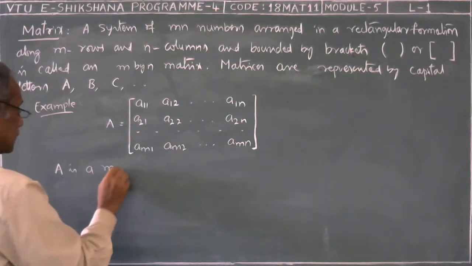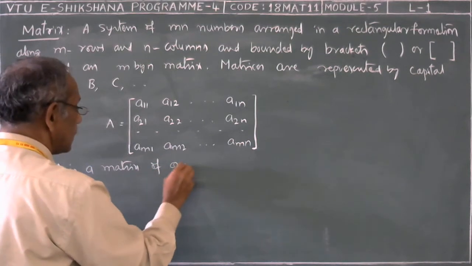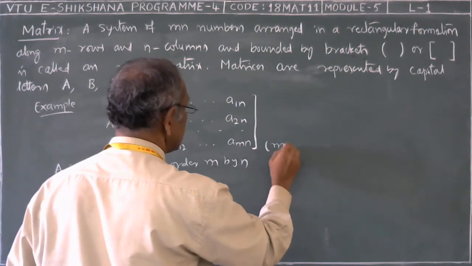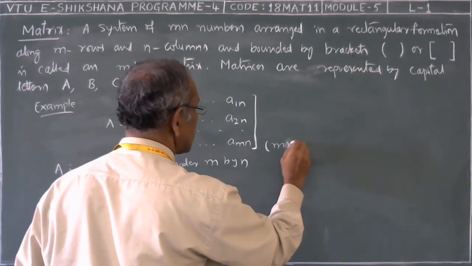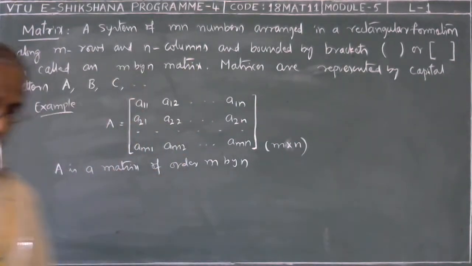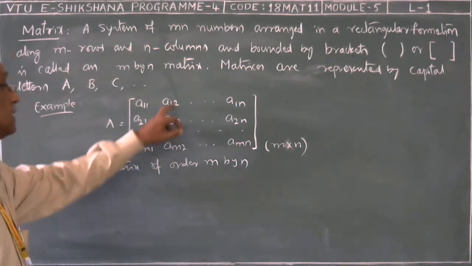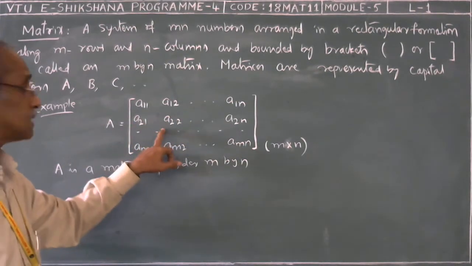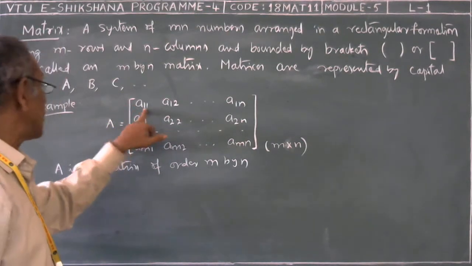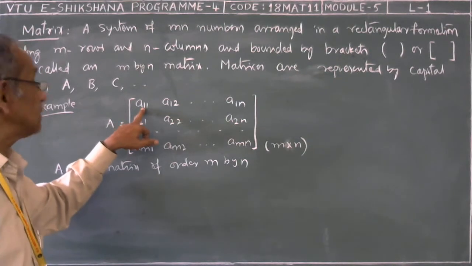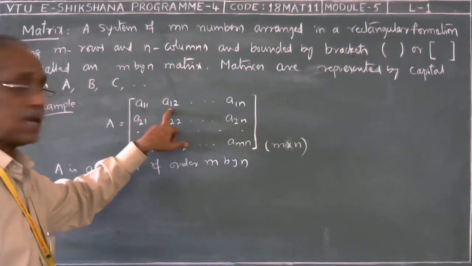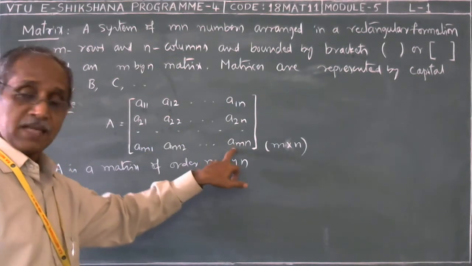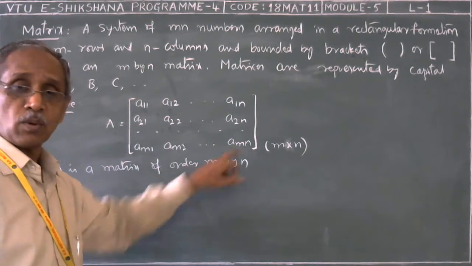A is a matrix of order m by n, and that we represent at this corner like m cross n. This is to be read as m by n. Each of the m into n numbers is called an element of A. For example, A11 is an element of A which is located in the first row and the first column. Similarly, A12 is an element of A in the first row, second column. A22 is an element of A in the second row, second column. And similarly, Amn is an element of A in the mth row and nth column.